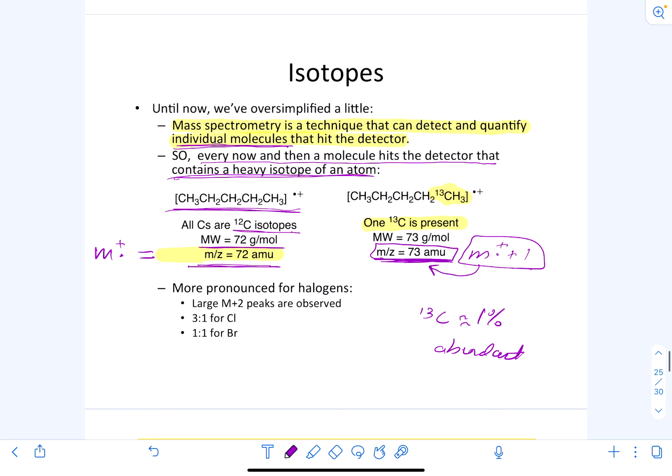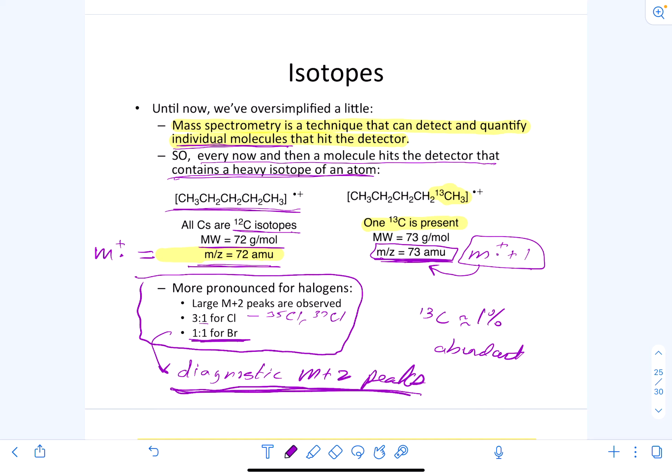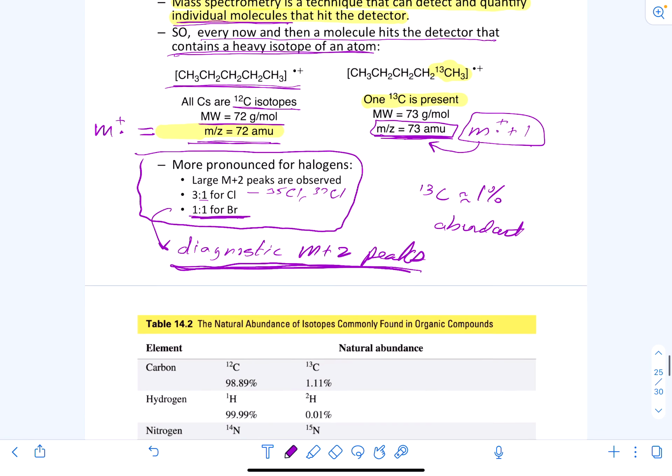The point is that there are some elements, like the halogens, that have very large M+1 peaks. Remember, the two isotopes we have for chlorine, chlorine-35 and chlorine-37, occur in about a 3-to-1 ratio. So now we have a significant amount of that heavy isotope. For bromine, it's even more pronounced because the two isotopes of bromine are present in a 1-to-1 ratio. In this case, you'll see what are called diagnostic M+2 peaks, because we can tell right away that we have chlorine or bromine in the molecule, since we see multiple molecular ions. We'll see an example of that in just a second.